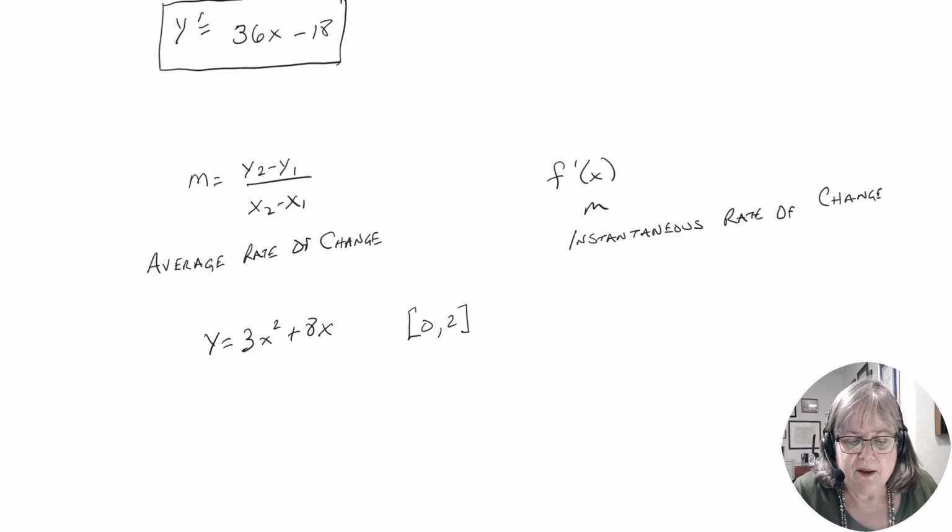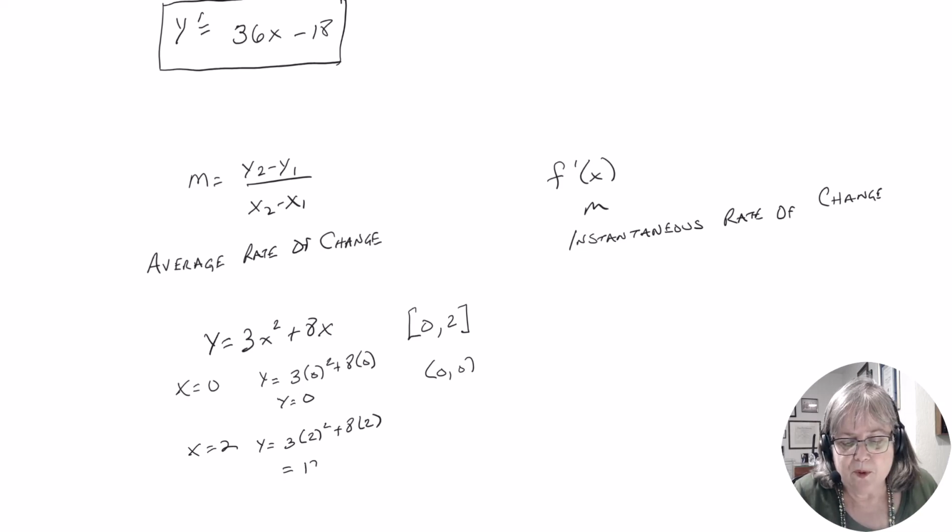Then you would say, if this is my formula and x is 0, y would be 3 times 0 squared plus 8 times 0. So y would be 0. So my first point is 0, 0. If x is 2, y would be 3 times 2 squared plus 8 times 2. So y is 4 times 3 is 12, plus 16 is 28. So this would be 2 and 28.